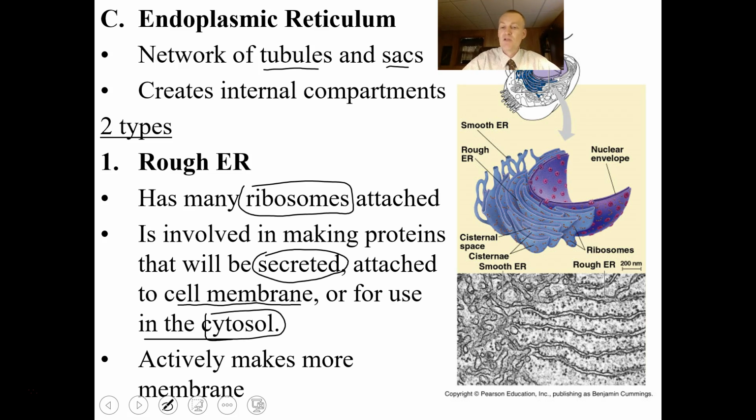And this is what it looks like under an electron micrograph. So if you take an electron microscope and take a picture of it, this is kind of what it looks like. And you can see the little dots inside are the ribosomes, and the little lines that you see are the actual membranes. This is an artist's three-dimensional rendition of it.